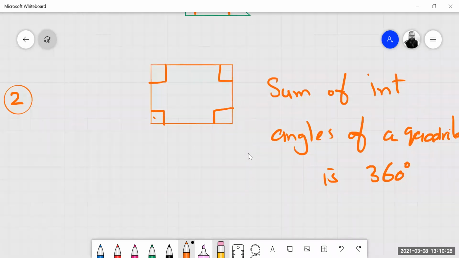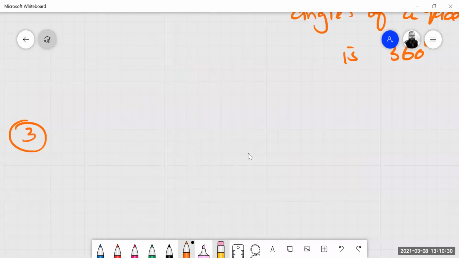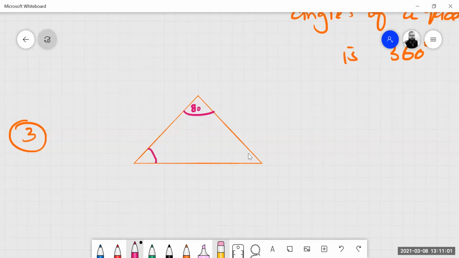Okay, now question number 3. In the triangle ABC, the size of each marked angle, the sum of the interior angles we need to find. First I'll draw this diagram. This is a triangle. The sum is 180. This is 80 degrees. This is X. This is 45.